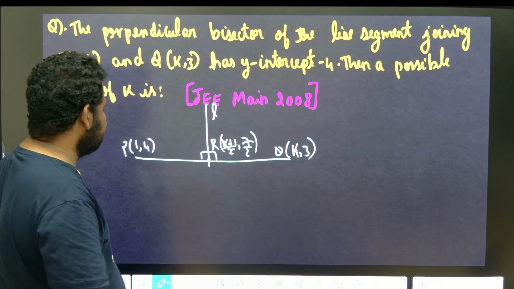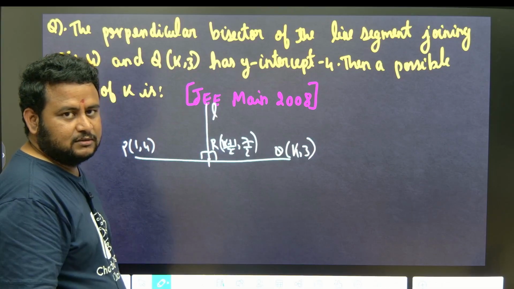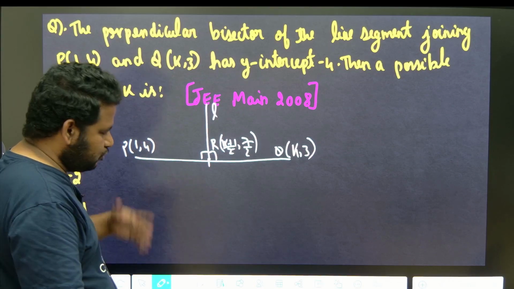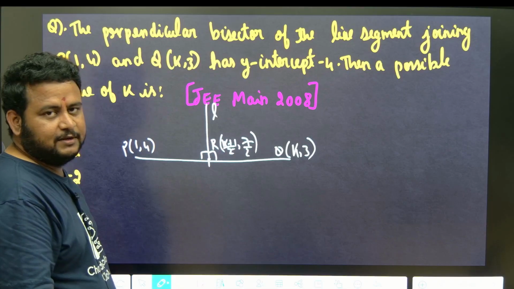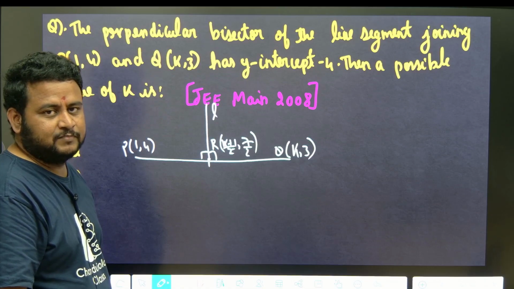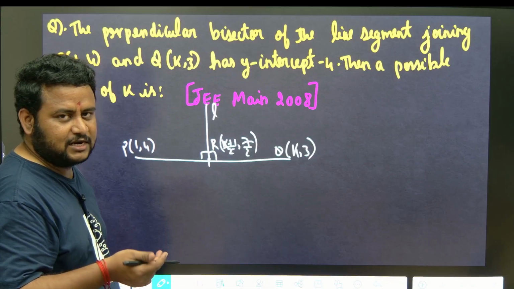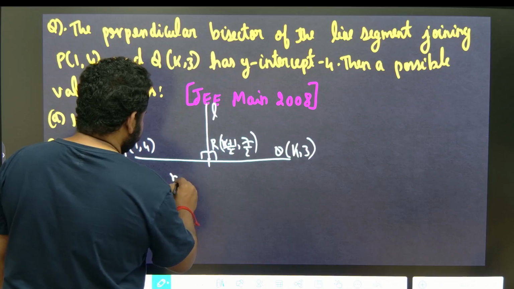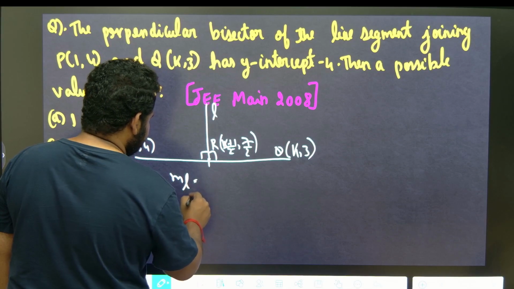Since L is a perpendicular bisector, what will the slope of L and the slope of PQ be? When we do parallel lines and perpendicular lines, I will tell you again. Since they are perpendicular lines, the product of the slopes will be equal to minus 1. If it is parallel, slopes will be equal. Two parallel lines, slope will be equal. If it is perpendicular lines, product of the slopes will be equal to minus 1. So this will become what? Slope of L will be equal to what?